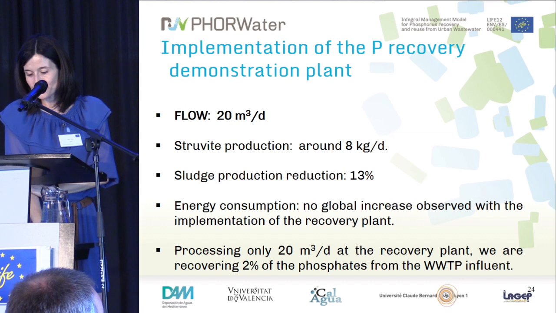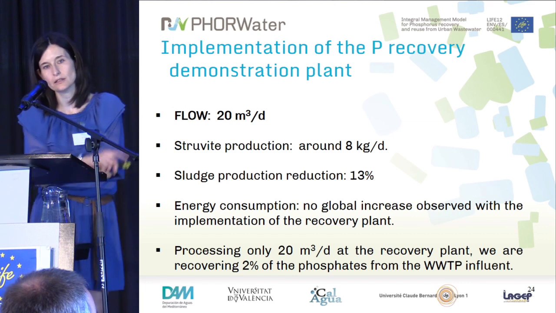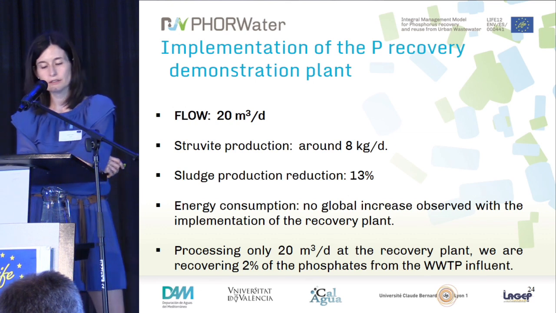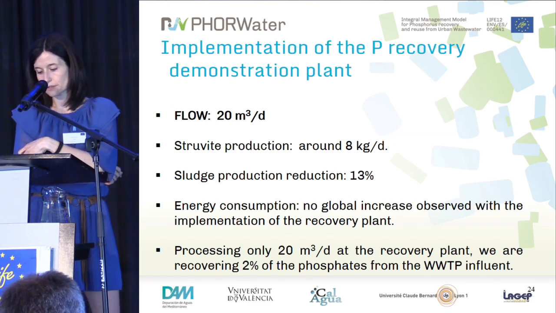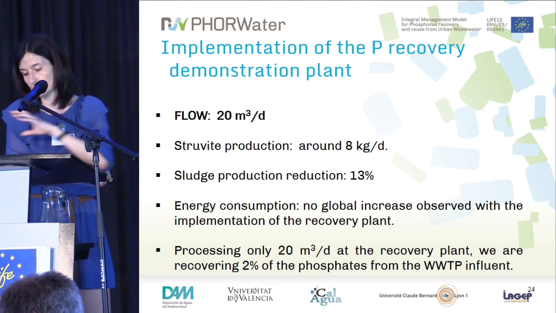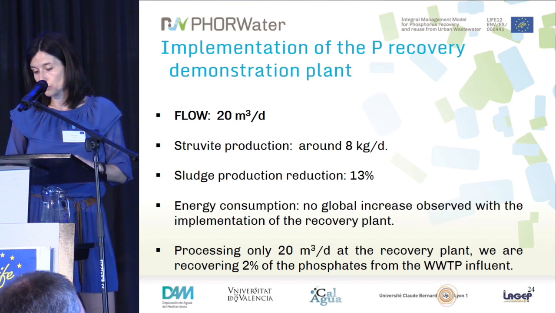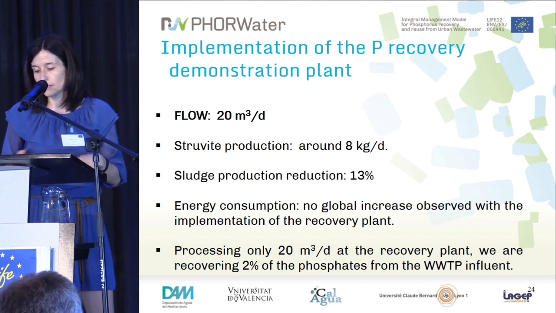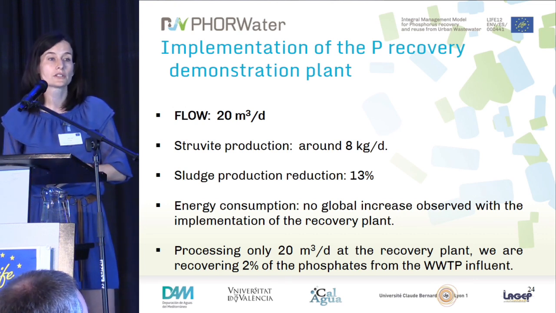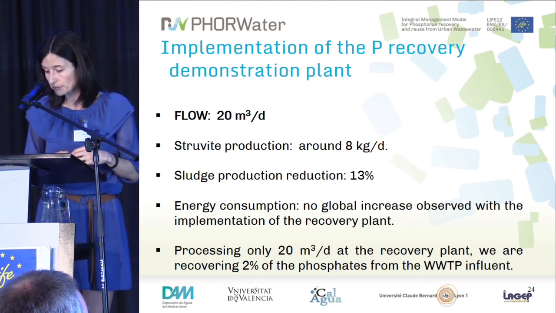During this period, we've been monitoring the whole wastewater treatment plant results, and we have observed a reduction in the sludge production of 13%. And that's good because we have less sludge to move and to treat. But also, as we reduce the sludge, we have also reduced the polyelectrolyte consumption. So actually, that's one benefit that we have found with the implementation of this recovery plant.